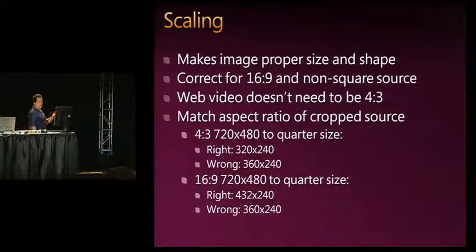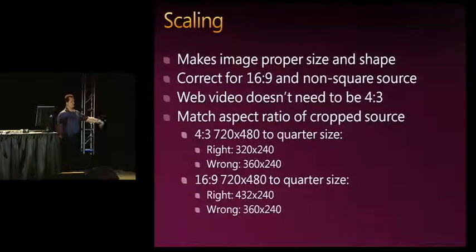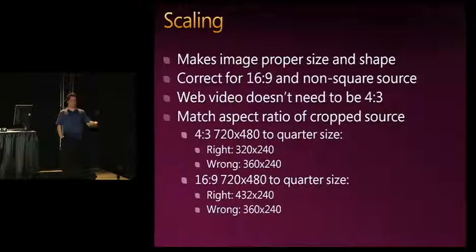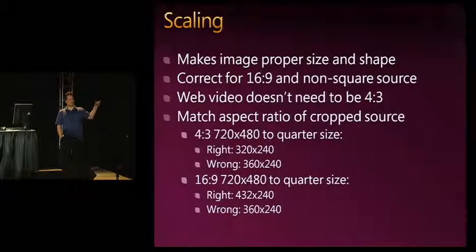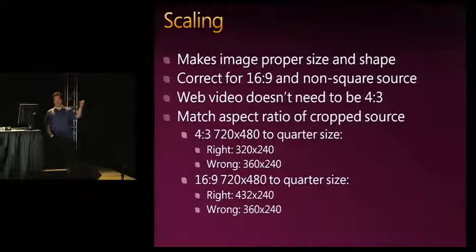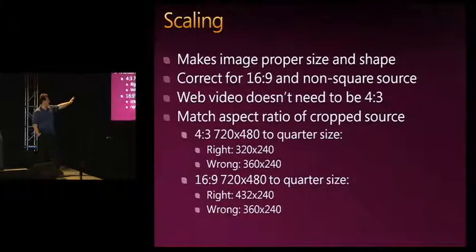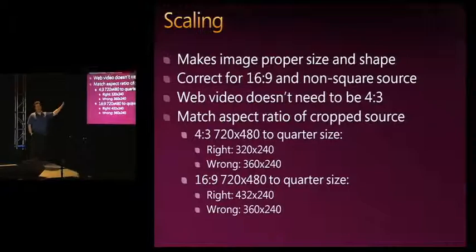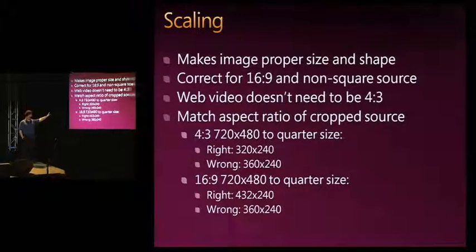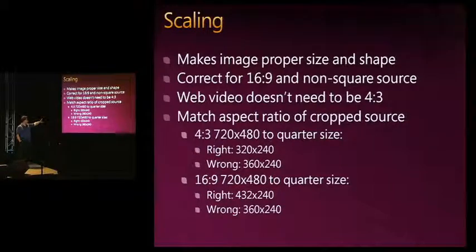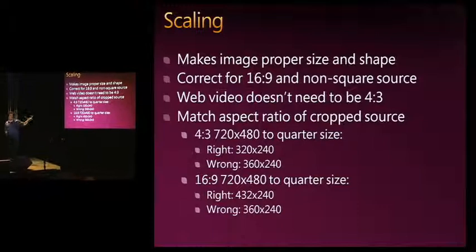So one of the canonical problems you see people make is, I've got a 720 by 480 source, I want to make it smaller. Then I'll make it shorter, so I'll make it 240 tall, and that makes sense. And then I'll make it thinner, so I'll make it 360 wide, divided by 2, and that's always wrong. Because your image is really either 4 by 3 or 16 by 9. 720 by 480 is a non-square pixel video frame. So if it's 4 by 3, 320 by 240 is a good size. If it's 16 by 9, 432 by 240 is a good size. But 360 by 240 is never the right size for any video.